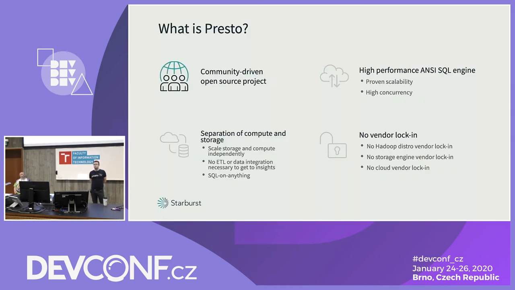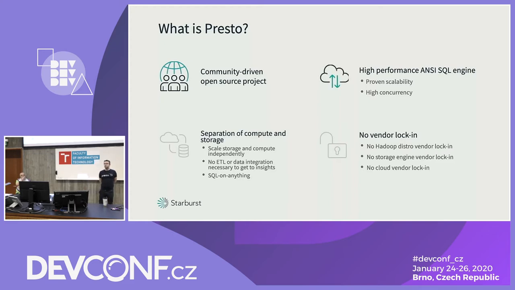So Presto is an open source community-driven project which was started by Facebook, and Facebook open sourced it in 2013. And from that time, the community grew around the project. There were more committers, more companies involved in the project. So it's quite large at this point.